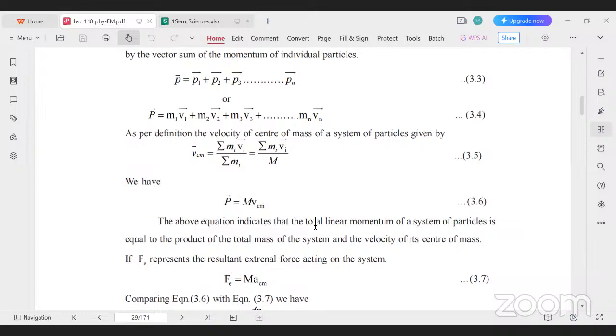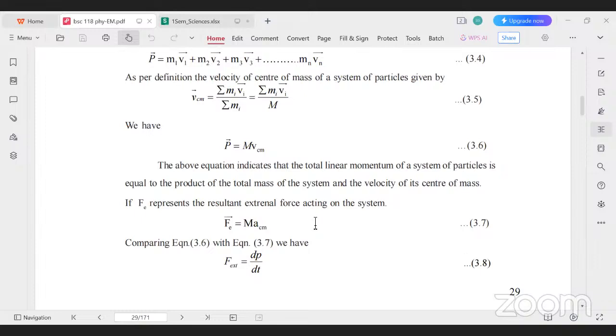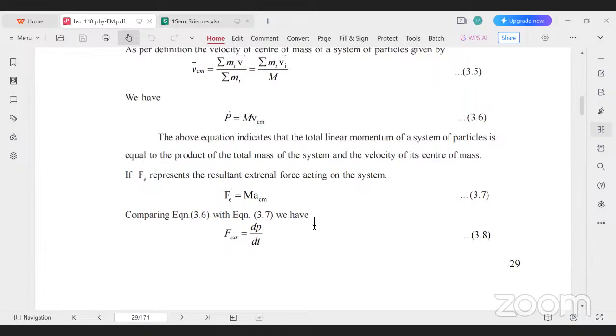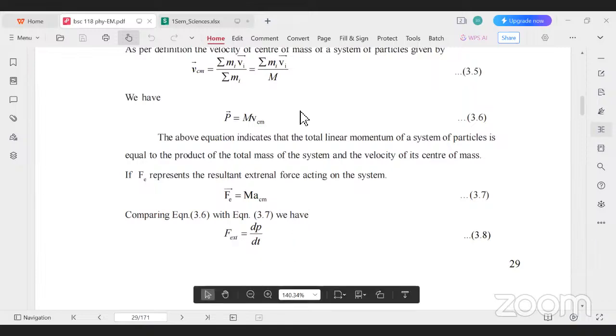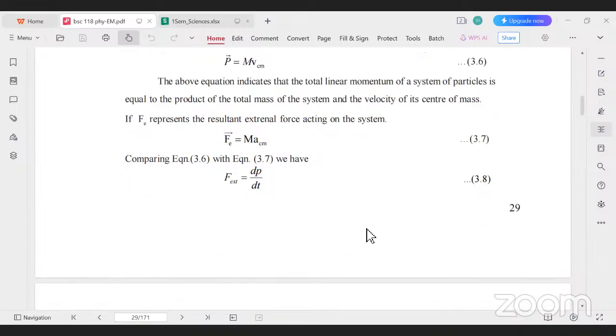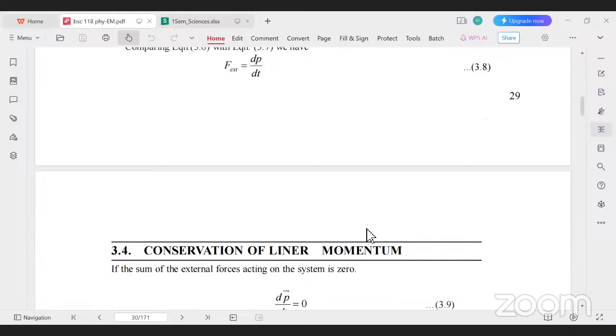So comparing equations 3, 6 and 7, we can write F external is equal to dp by dt, where p is the momentum. Clear? This is the simplification of how we take the mass and velocity of the particles and the center of mass. Now we understand the concept of how this collision and linear momentum work. First we studied a single particle, next we studied a number of particles, the system of particles. Now, conservation of linear momentum.